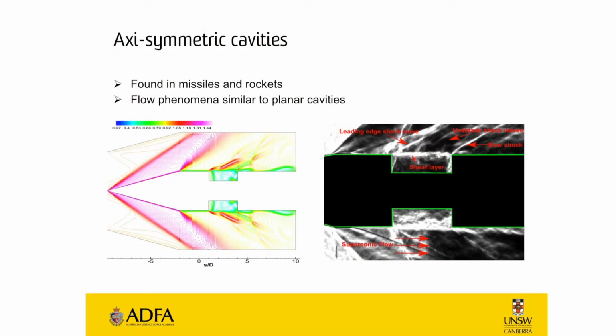Next, I looked at axisymmetric cavities, which are mainly found on missiles and rockets in the form of separation stages. Now, the flow phenomena is similar to planar cavities, which I showed previously. The L by D of 3, which is the shorter cavity, is more unsteady than the longer one.